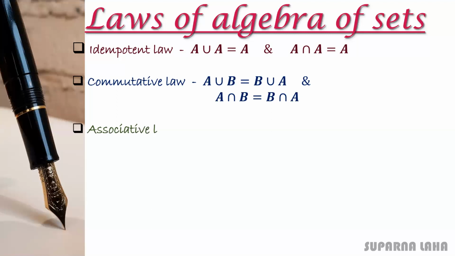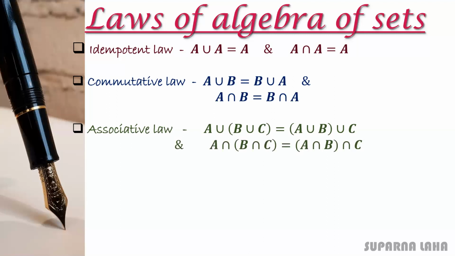Next is the associative property. Three sets are given. First take the union, that is B union C, and then take union with A. It is same as you first take the union of A and B and then take union with C. And the same thing happens for intersection. Firstly take intersection B intersection C and then take intersection with A, or you can take first A intersection B then intersection with C. In these two cases, they are same.